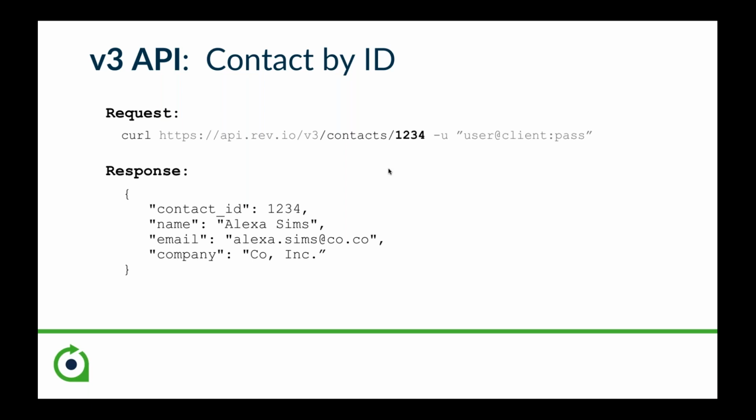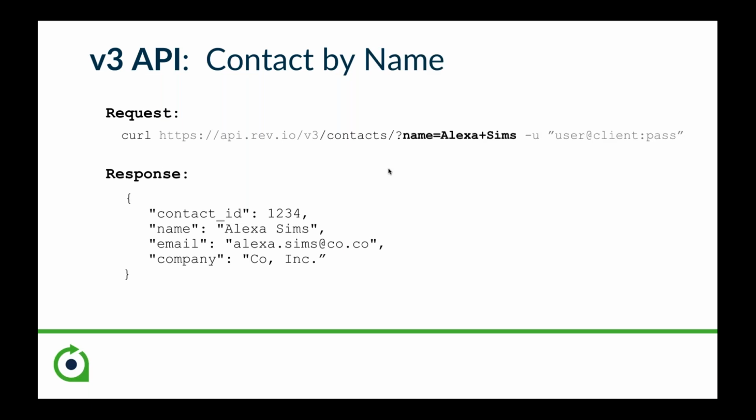And the new API, the way we're building it, is that you could search by any of the fields that are related to a contact. So you could search by name easily. And here's an example of that. Instead of putting the 1, 2, 3, 4, you could simply search for name equals Alexa Sims, and you're going to get the same response back.